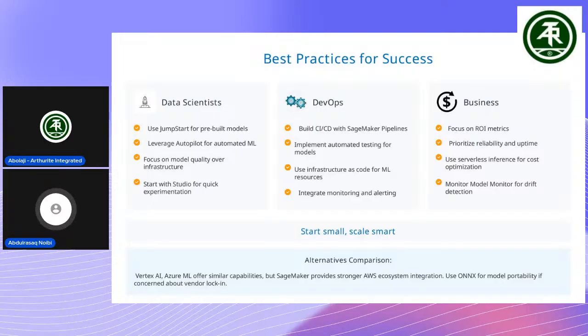So that's where best practice is to have DevOps engineers that are going to help you with the CI/CD pipelines, right? So they ensure that there is continuous integration and continuous deployment or delivery, and so you can focus on the ROI metrics. Then also focus on the model quality over infrastructure, and start with autoML for quick experimentation.